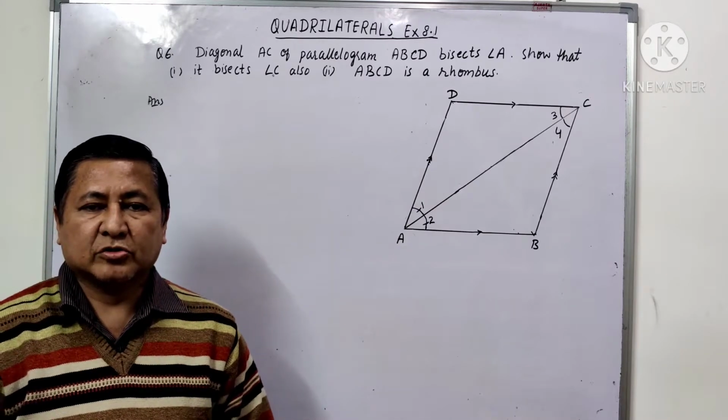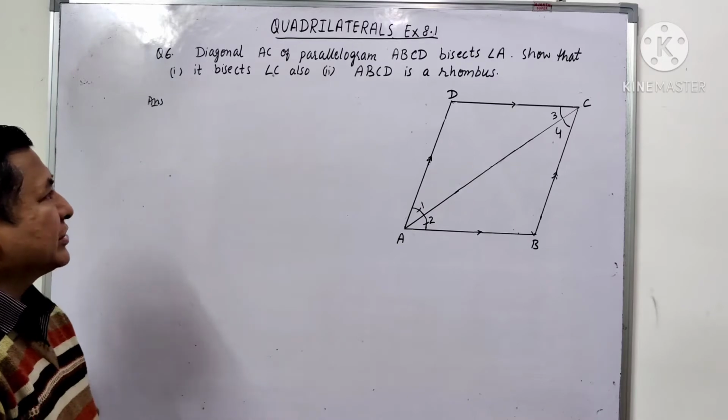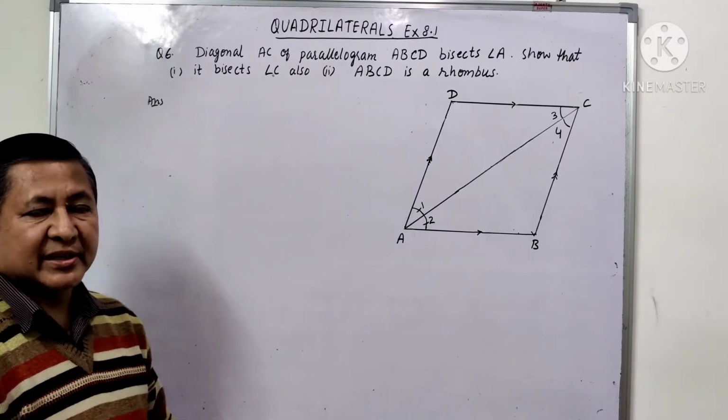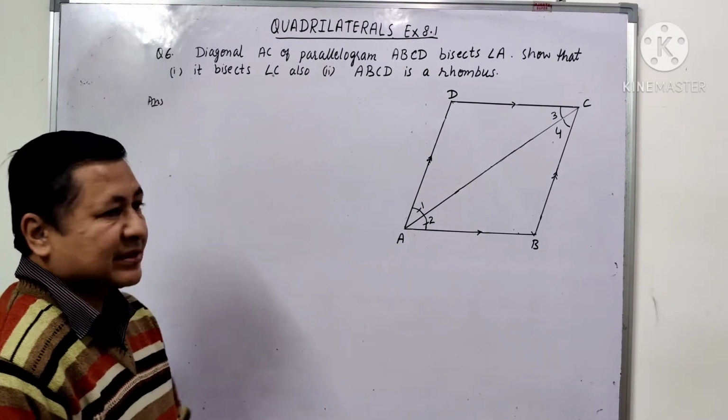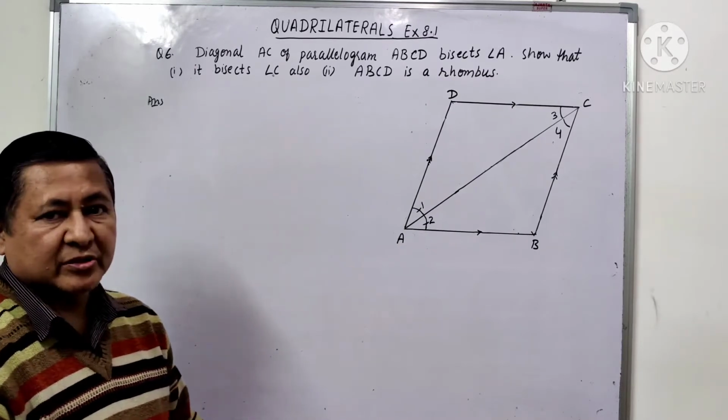Now let us solve question number 6 of exercise number 8.1. Diagonal AC of parallelogram ABCD bisects angle A. Show that it bisects angle C also, and also we have to prove that ABCD is a rhombus.